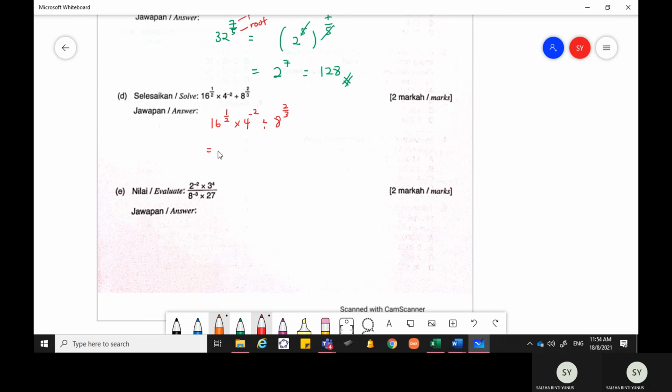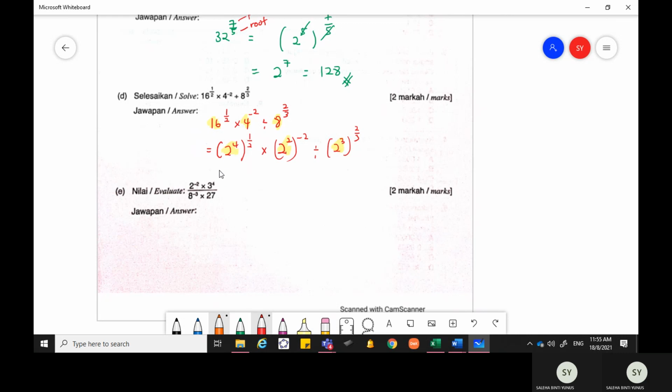So kita ada 16. 16 ni equals to 2 to the power of 4. Copy paste power half dia. And then settle. Okay, 4 ni pula kita boleh tukar kepada 2 to the power of 2. Copy paste power negative 2. And then divide. 8 ni kita boleh tukar jadi 2 to the power of 3. So kita copy paste power 2 over 3. Okay. So 16 saya tukar jadi 2 to the power of 4. Saya highlight sikit. So yang ni. Okay. So 4 jadi 2 square. 8 jadi 2 cube. Okay.